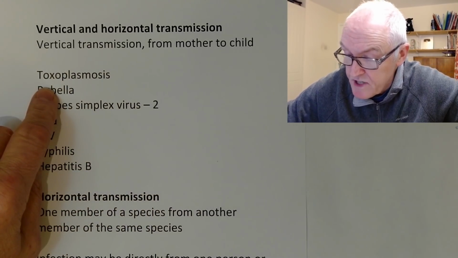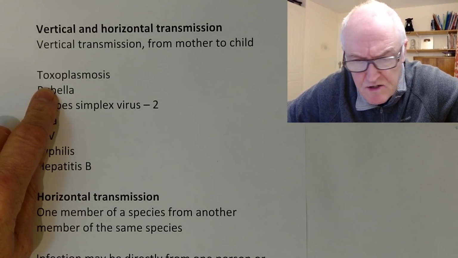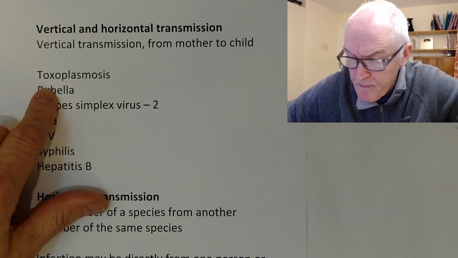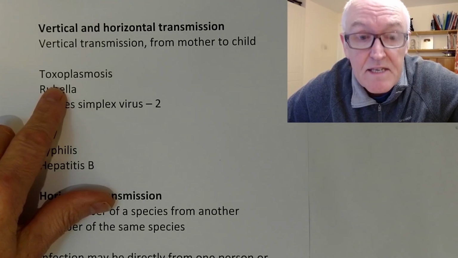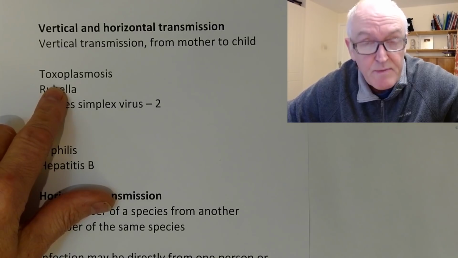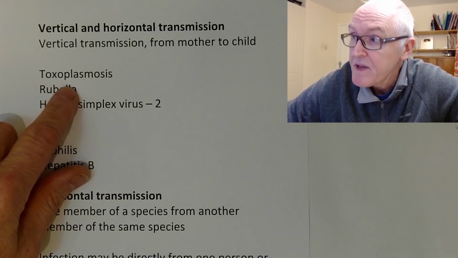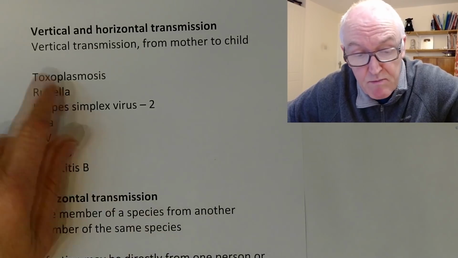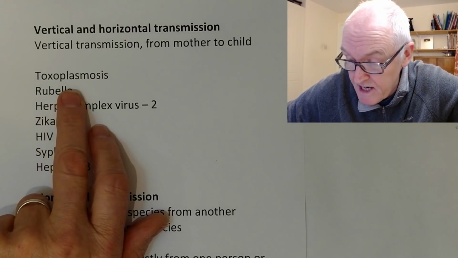So toxoplasmosis, for example, it's actually a complicated cell. It's what we call a eukaryotic single cell. It's not a bacterium. And this can be transmitted classically in cat feces. This is why pregnant mums aren't allowed to take out the cat litter. And it can also be transmitted in poorly cooked meat. But animal feces, particularly cat feces, is the most common one. And it can cause miscarriages, stillbirths and brain damage in babies and eye problems. So toxoplasmosis is a really nasty one actually for unborn babies.